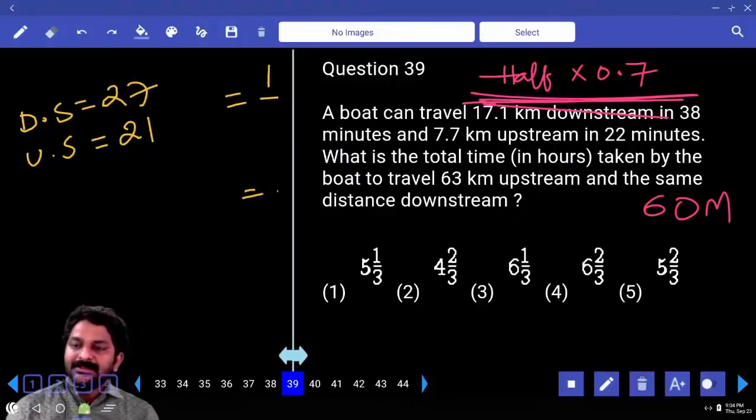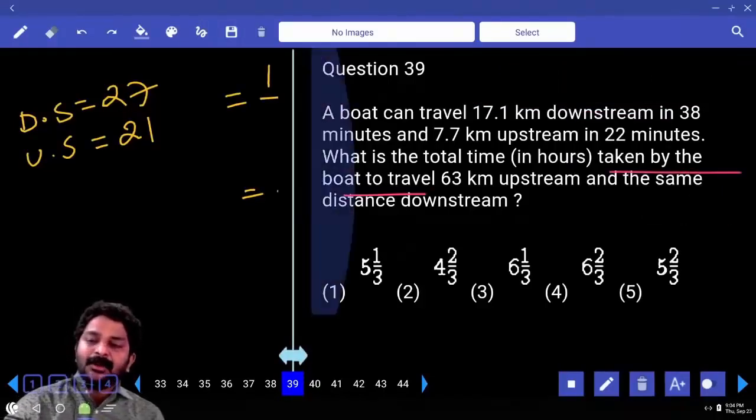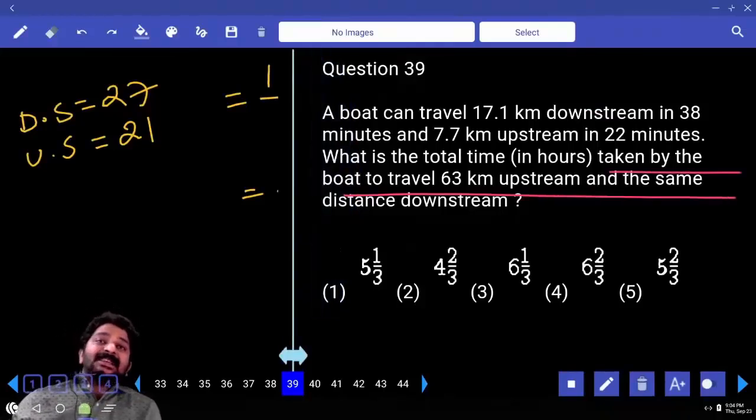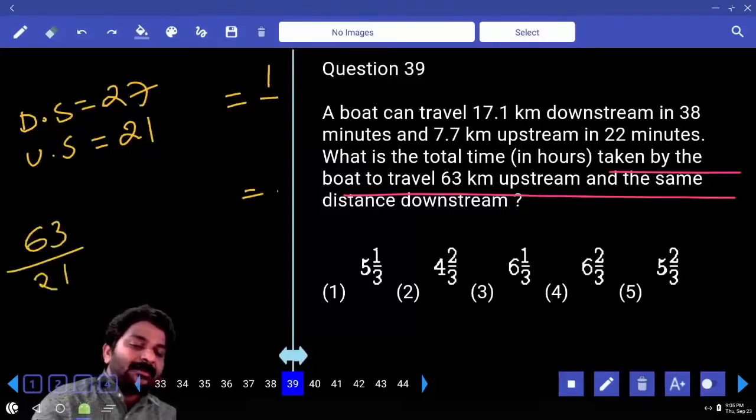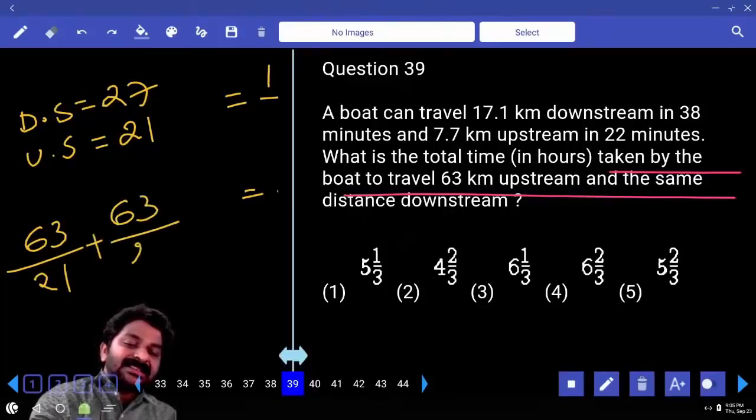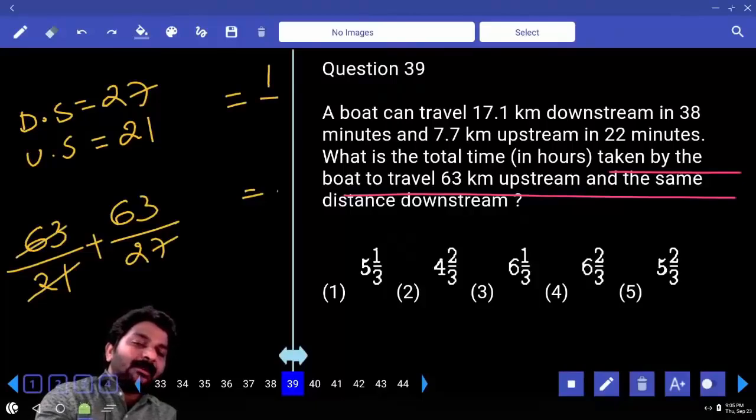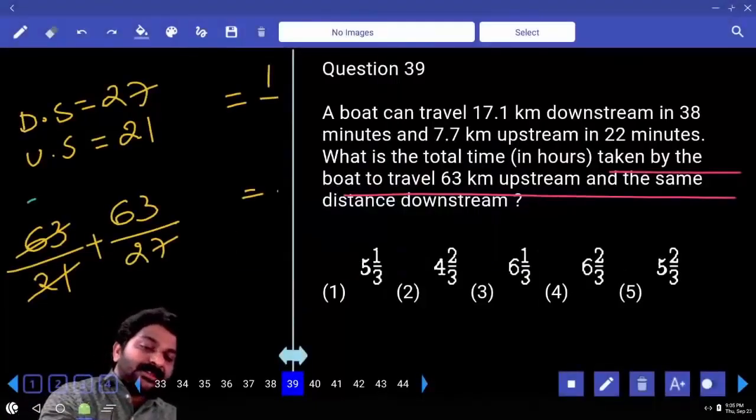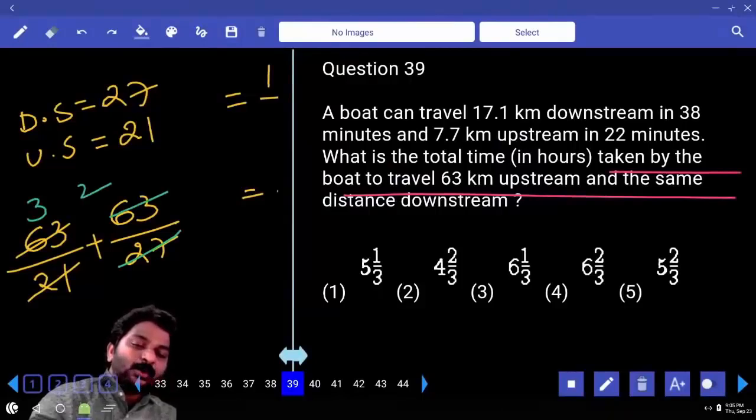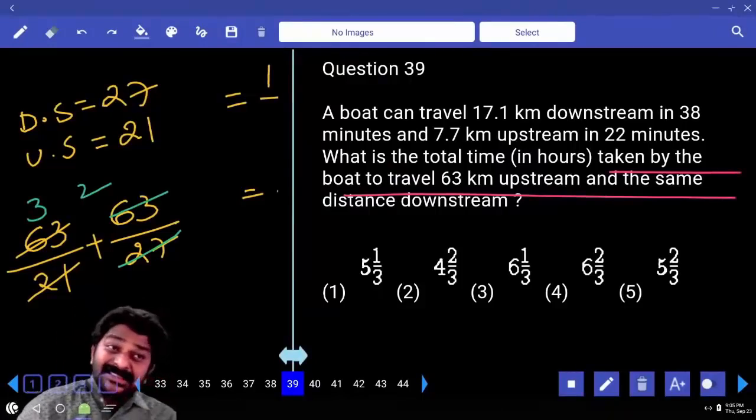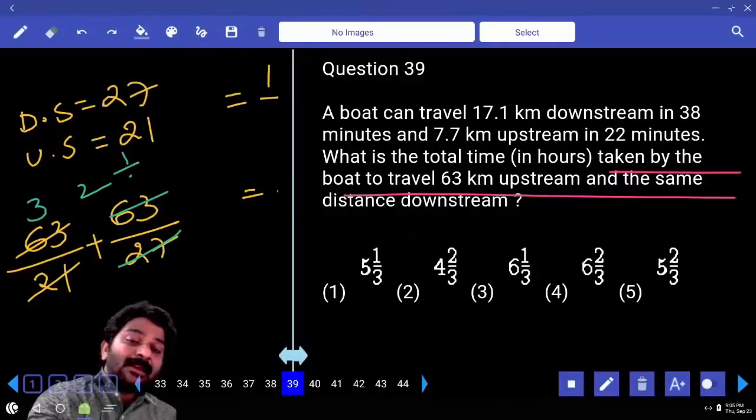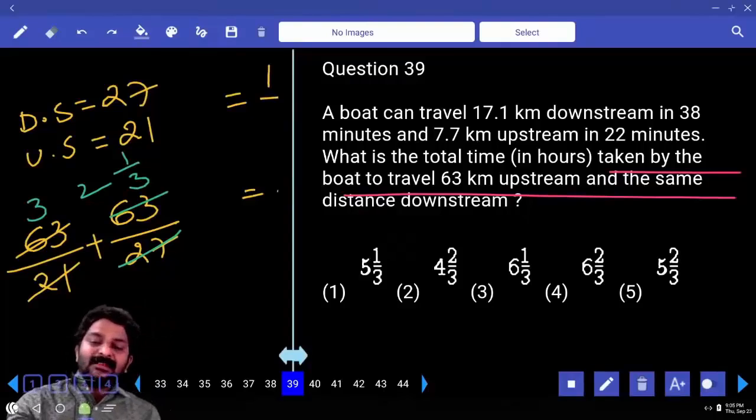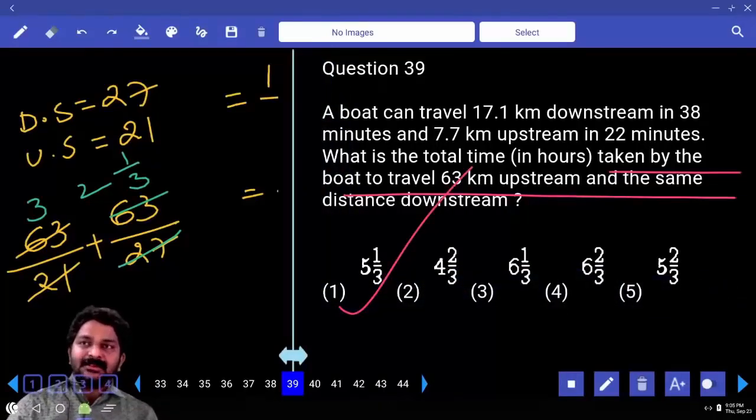Now, the time taken by the boat to travel 63 kilometers upstream and the same distance downstream. 63 kilometers covered upstream with the speed 21 km per hour, and the same 63 kilometers traveled with the speed 27 km per hour downstream. 21, how many times? 3 times. 27, 2 times, 54. How much is still left? 9 by 27, that is 1 by 3. 3 plus 2 plus 1 by 3, 5 1 by 3, first option.